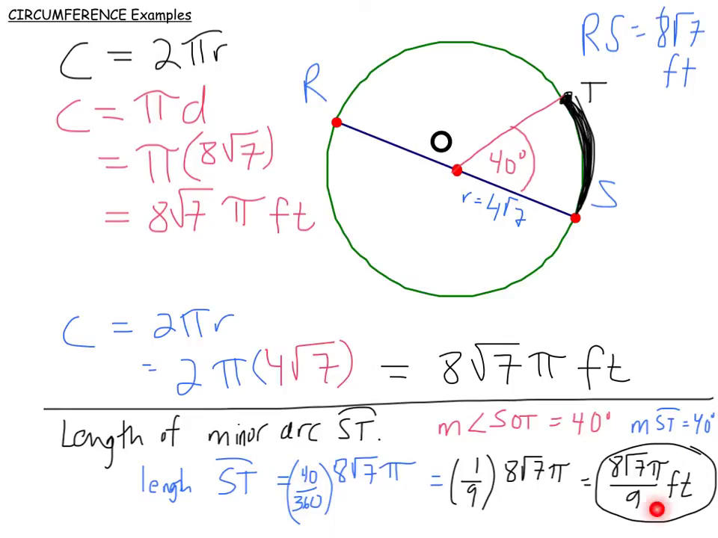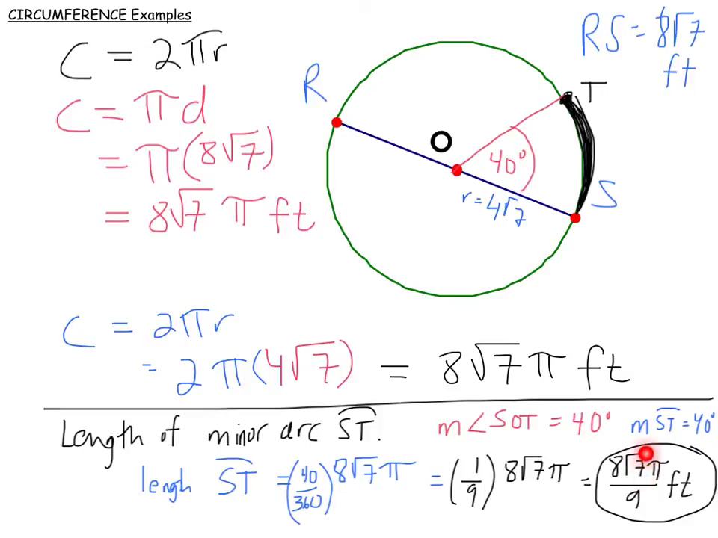And let's say I asked you to estimate this, because this might be kind of interesting. About how many feet is this distance if the radius is 4 root 7 feet? Well, root 7, we know it's near root 9, and root 9 is 3. So it's somewhere between 2 and 3. I would say 7 is closer to 9 than it is to 4. So I'm going to guess root 7 is something like 2.6.